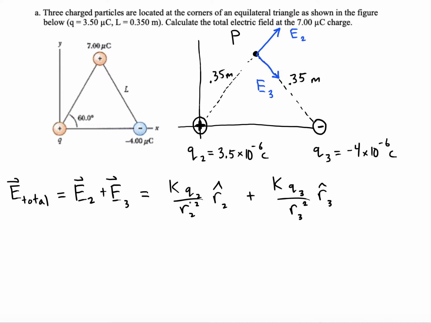Now we want to plug in our K's and our Q's and our R's. That's the easy part. The harder part is dealing with the R hats. So let's just remember what an R hat is. It's a unit vector, meaning it has a length of 1. It's dimensionless. And it points from the charge exerting the field toward the point where we're evaluating the field. So this is going to be R hat 2. And this is R hat 3.